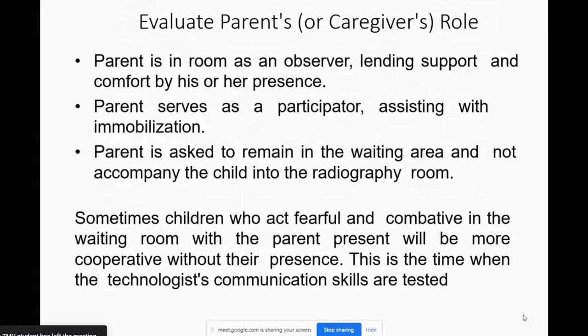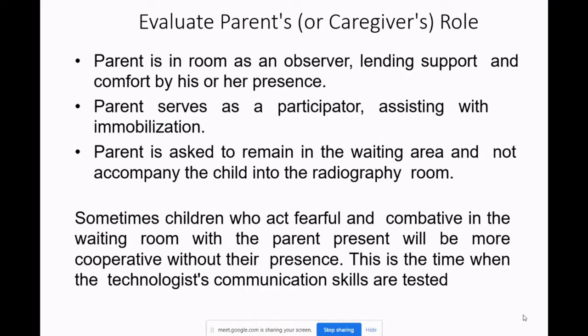Next, we have to evaluate the parents' or caregiver's role. The parent in the room is there as an observer, needing support and comfort by his or her presence. Parents serve as participants, assisting with the immobilization devices. Or the parent is asked to remain in the waiting area and not to accompany the child into the radiography room.